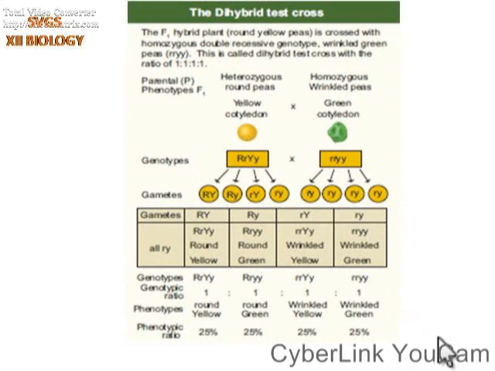So here is the representation of the dihybrid test cross. In monohybrid we have learned how the test cross has been made, and here the test cross has been made with an unknown genotype. The unknown genotype has been taken for the test cross, and the results were 25% for all the combinations produced.